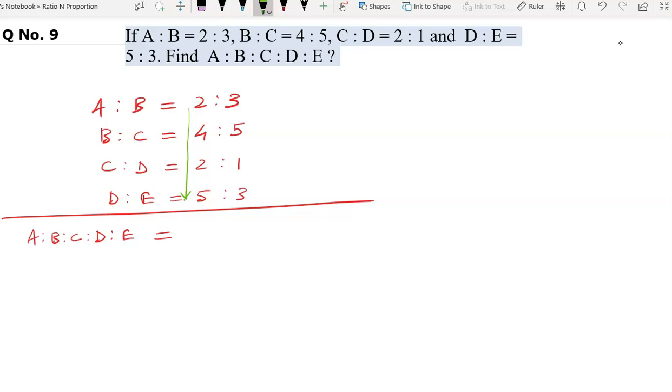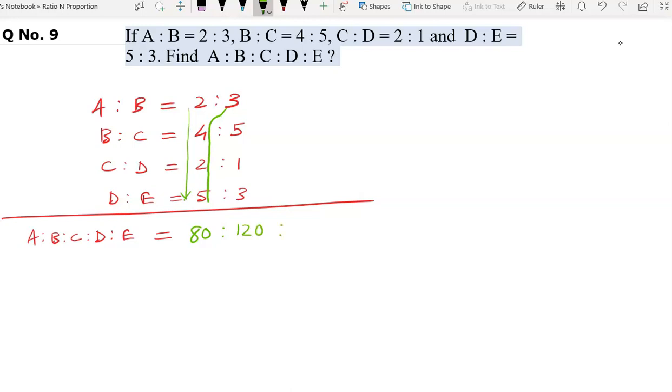2 into 4 and 2 into 5, 10, 80. After this, we will multiply this. 3 into 4 into 2 into 5. 3 4s are 12. 5 into 2 is 10. So this will be 120.